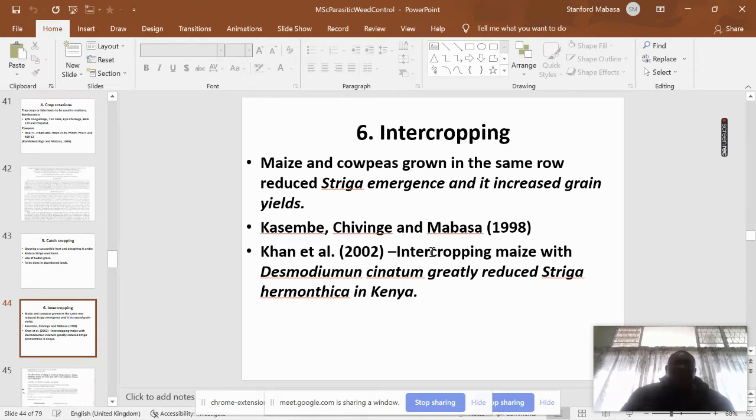Kasembe did an MPhil here at UZ on intercropping as a strategy to reduce Striga asiatica in maize. Khan et al. also used intercropping. They intercropped maize with Desmodium uncinatum, which greatly reduced Striga hermonthica in Kenya.